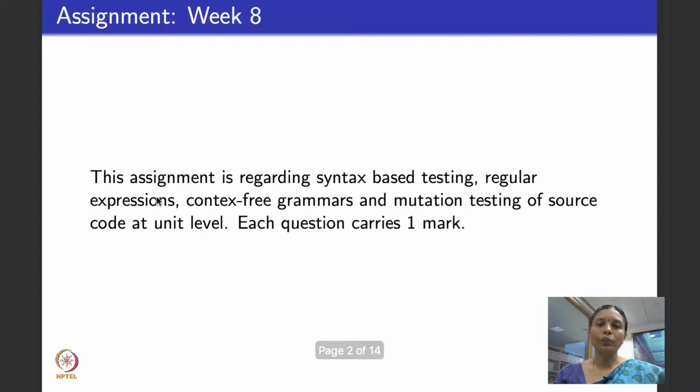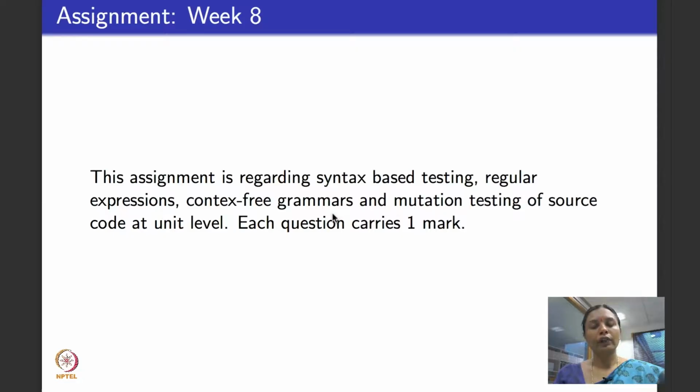If you remember, week 8's assignment was regarding syntax based testing. I had introduced you briefly to regular expressions and context free languages. We have two questions, small easy ones that test these. I had also introduced you to mutation testing, mutation operators that you could use at a unit level.